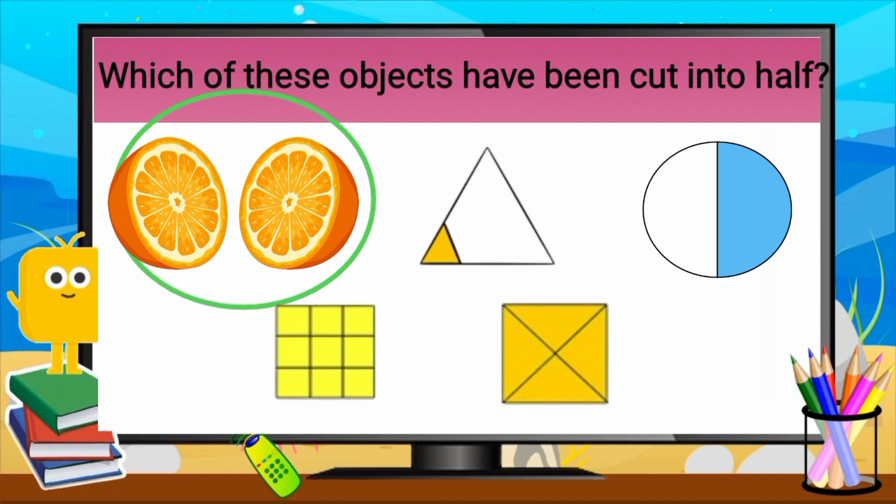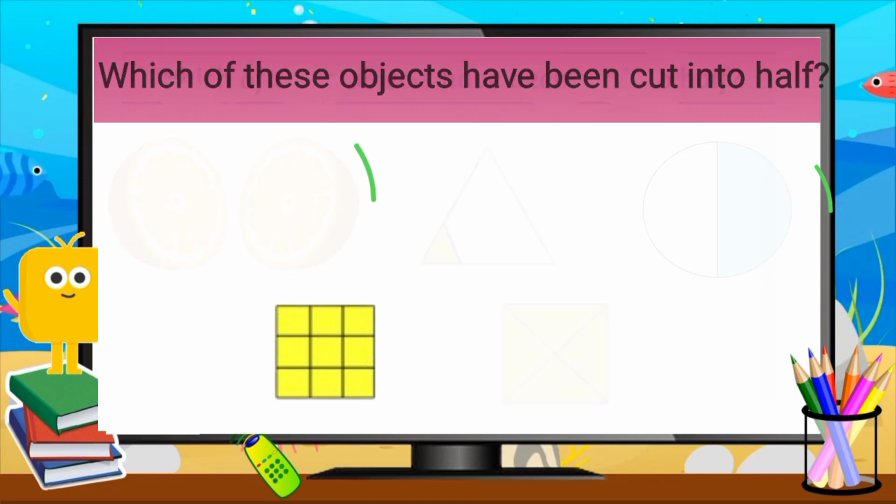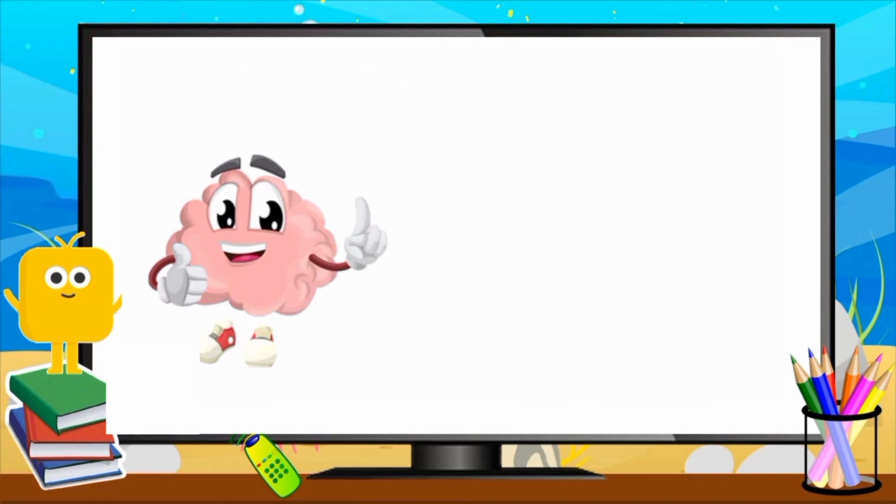We are now going to show you the answers. The objects that have been circled have been cut into half because they all have 2 equal parts.